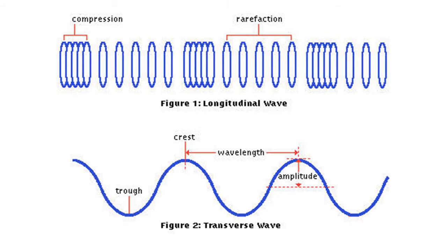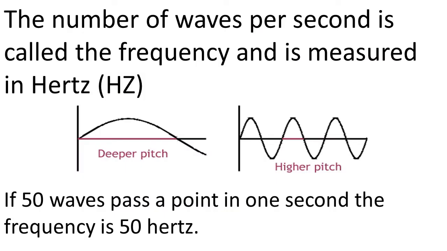Now, the number of waves per second, how many waves are being created per second, is called the frequency and is measured in hertz. So for example, if 50 waves pass a point in 1 second, then that's 50 hertz. If 10 waves passed in a second, it's 10 hertz. So that's frequency. The higher the frequency, the higher the pitch. More waves per second means higher pitch.